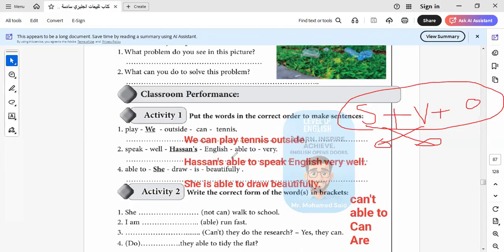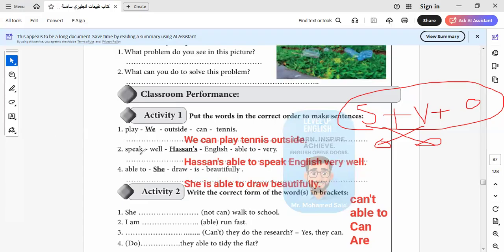Let's do this exercise together. Play, we outside can tense. We must start with the subject and we must know the subject. Sometimes we can't underline the subject, so we must know it. The subject can be a noun or a pronoun, as we know from previous years. For example, we can say Mona and replace Mona by she, or say Ahmad and replace Ahmad by he, or replace Kate by it. All these are nouns, and these are subject pronouns.